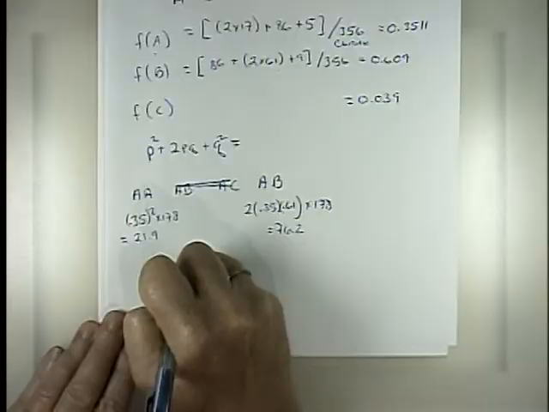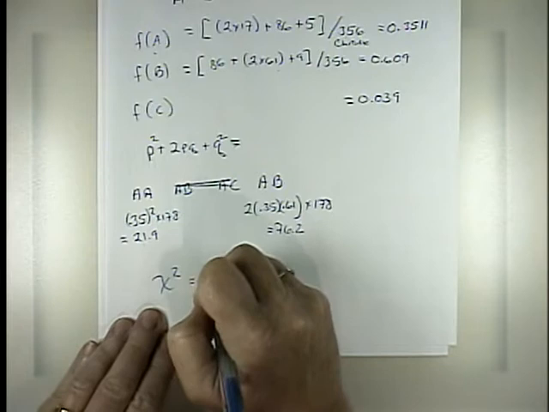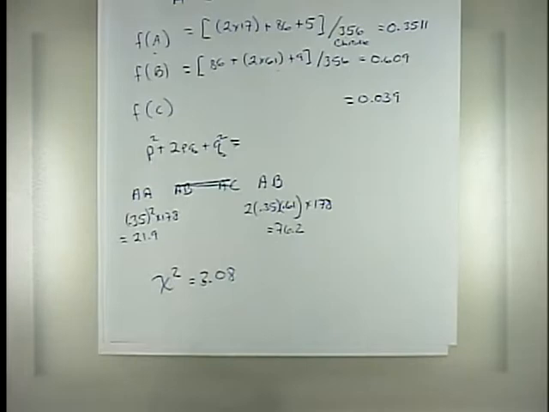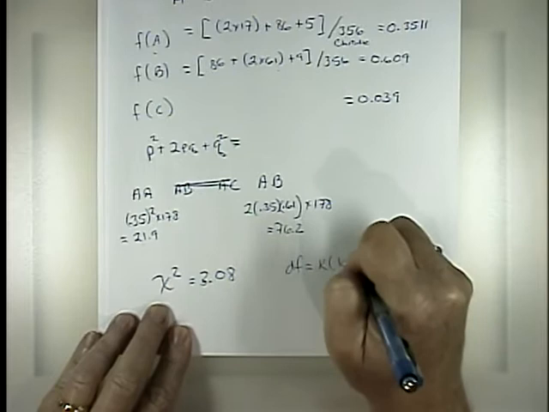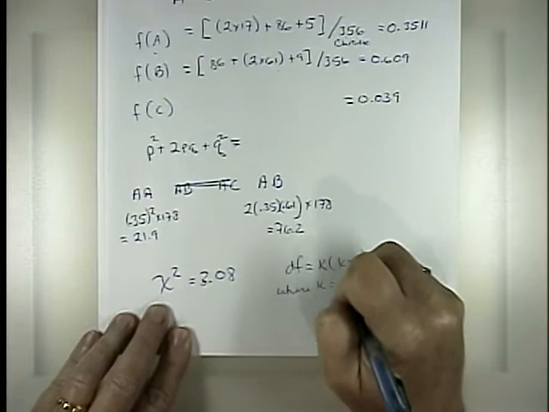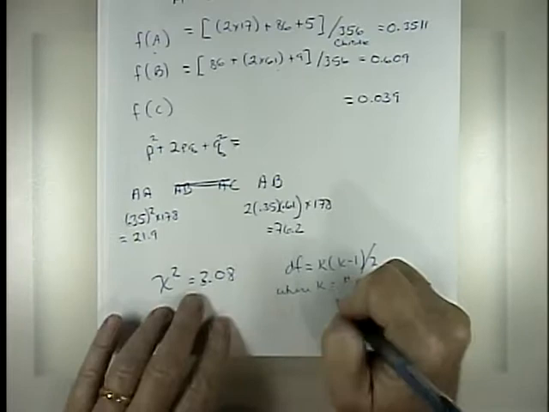Okay, and it comes out to be 3.08. Now, the question is, how many degrees of freedom do we have with the chi-square statistic? The degrees of freedom we calculate by k times k minus 1 divided by 2, where k equals the number of alleles. In this case, we have 3 alleles. So 3 times 2 is 6, divided by 2 equals 3. So 3 degrees of freedom, chi-square with 3 degrees of freedom.